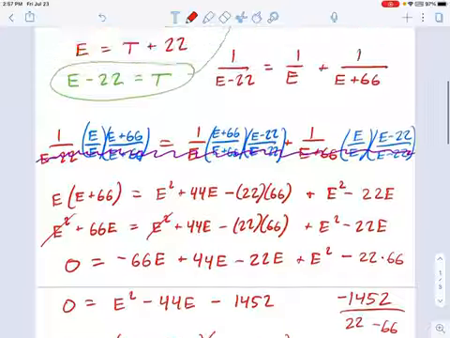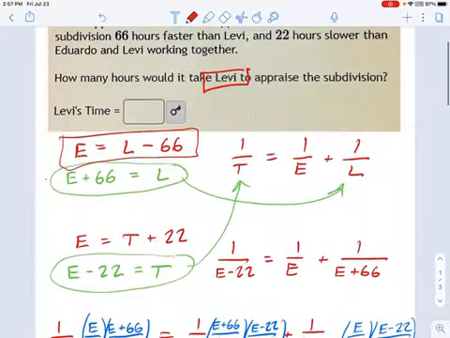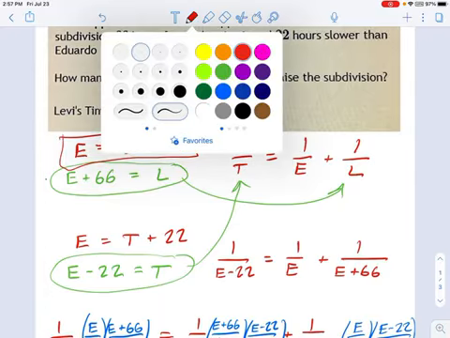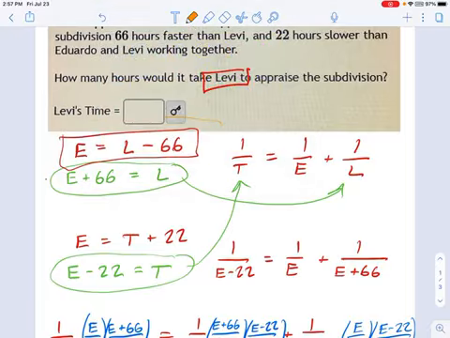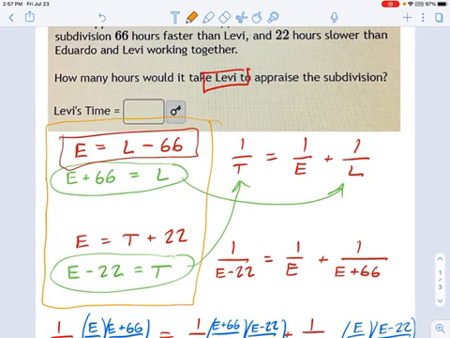Just to sum it up, what did I do here? This was the key step. Okay, this right here was our big breakthrough when I rewrote our work equation using other equations for their relative times.